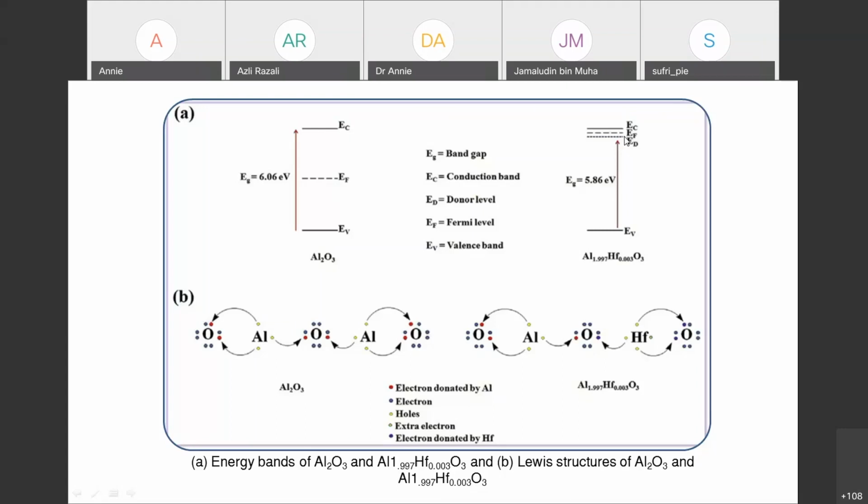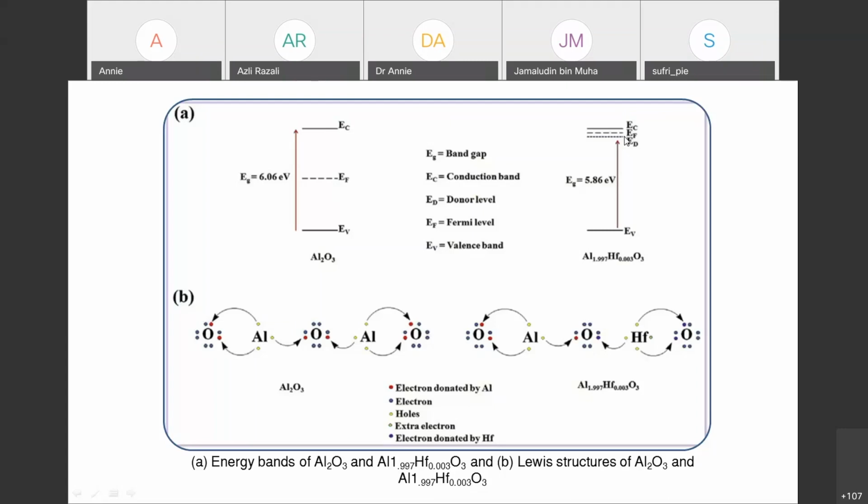So from my review, I found that when compared to other doped materials such as chromium-doped aluminium oxide and titanium-doped aluminium oxide, my novel aluminium hafnium oxide material seems to be more suitable as a candidate for most applications because of its higher band gap.